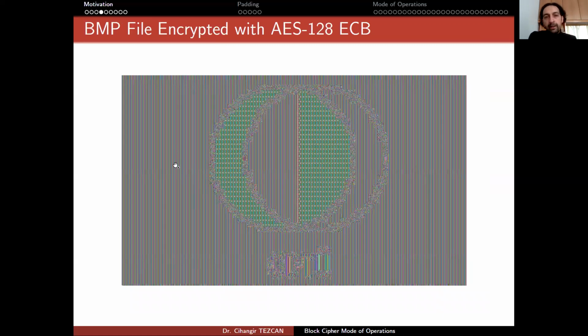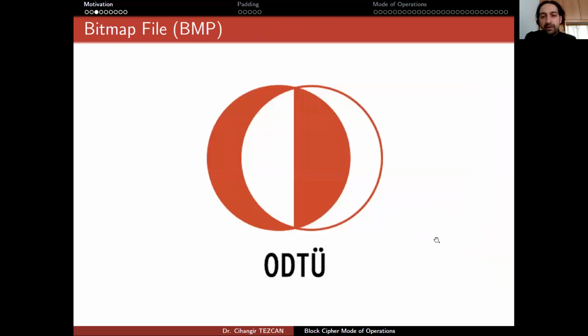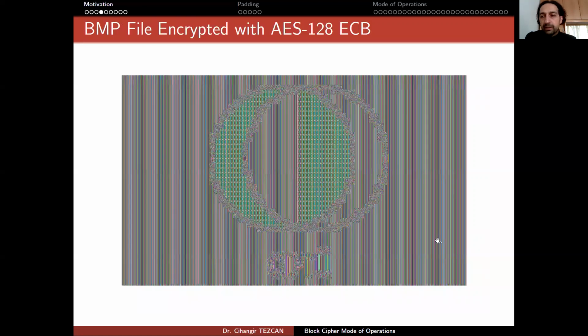As you can see, we are using the best block cipher we have so far. But after the encryption, just by looking at the ciphertext, we can easily guess what the plaintext was. We can even read the Turkish abbreviation for the name of our university. We can see the logo here, and we can see the empty places here. Let's go back. This is the original logo, and this is the encrypted version.